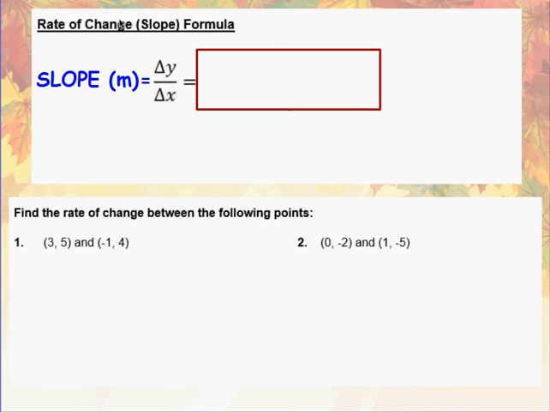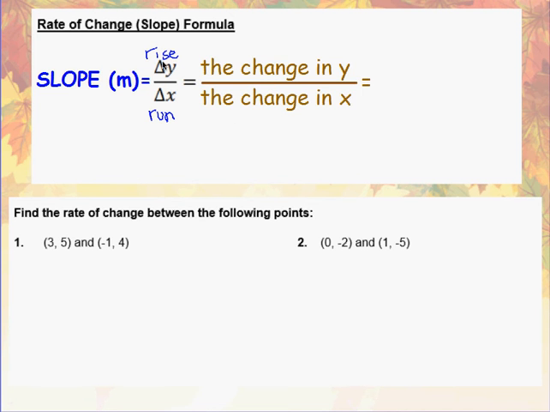The rate of change, or slope formula, describes our rise over run. So this formula for m is still describing our rise over run. Now these triangles really stand for delta, which stands for the change in y, or the difference in y values, divided by the change in x, the difference in x values. So how much did y change, and then divide by how much did x change.